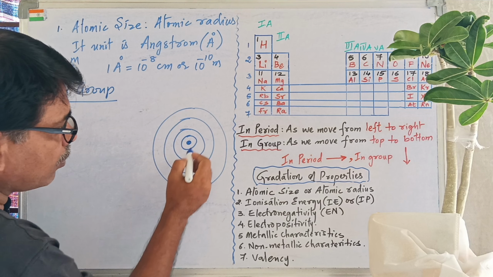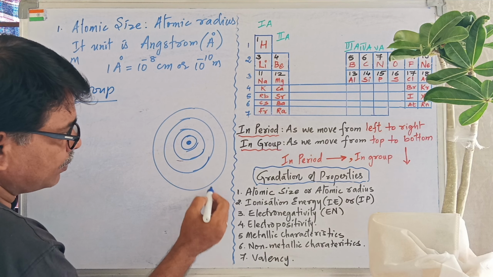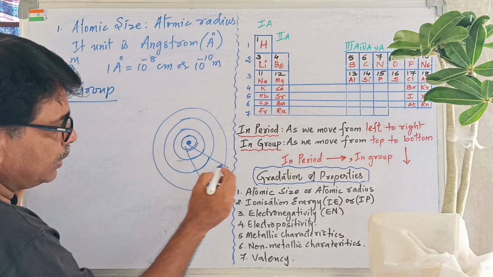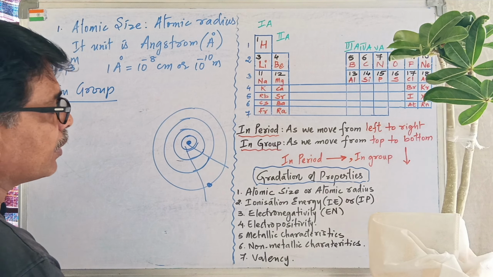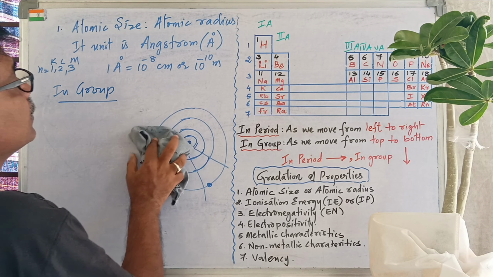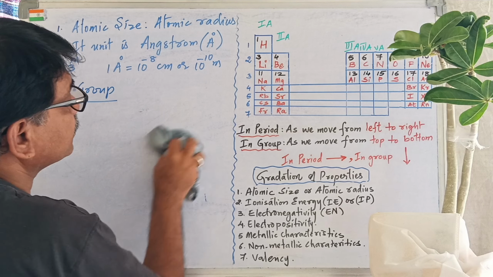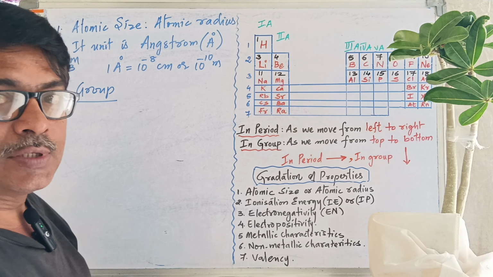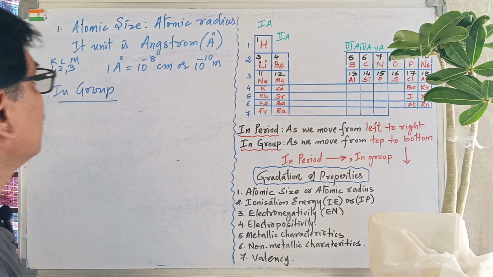So these shells are called screens. So there are extra screens between the last electron and the nucleus. This is also called the shielding effect. So more shielding effect, more screens, what happens? Size is more. Force of attraction is less, because size is more. Right? Now we will see.